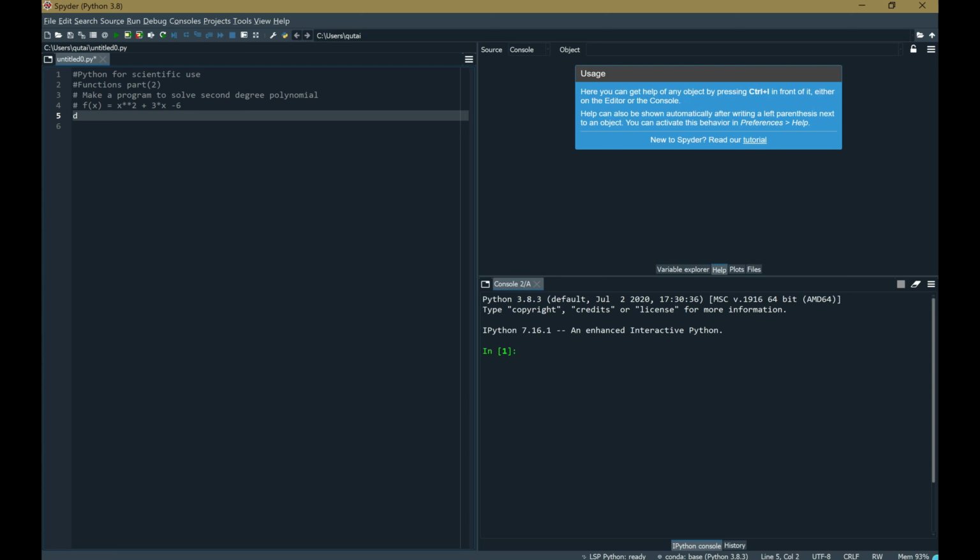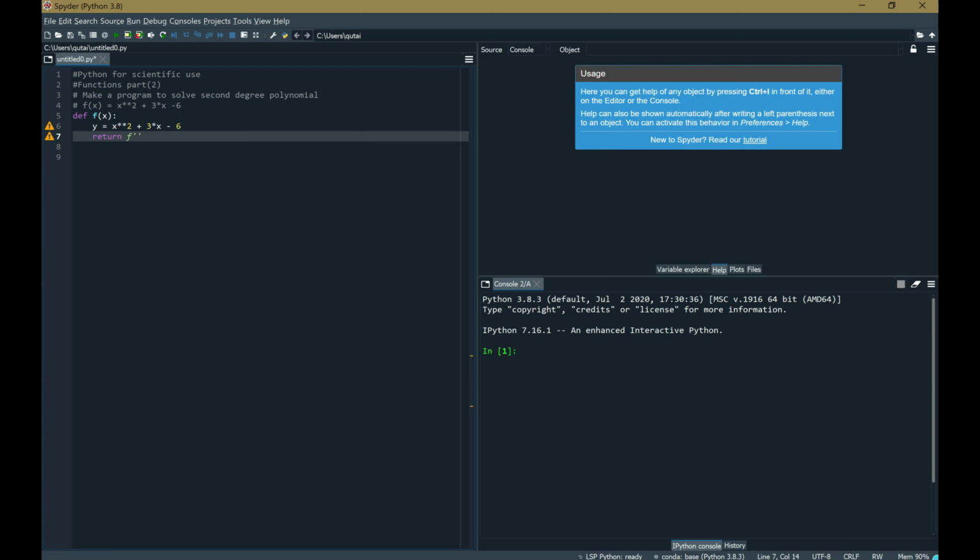Here we start with the definition: def f(x), and the same steps like we have. Here I called my function f because I want a polynomial function, and our argument or variable is x. Here I will make y equal to x power 2 plus 3 multiplied by x minus 6, and return y.